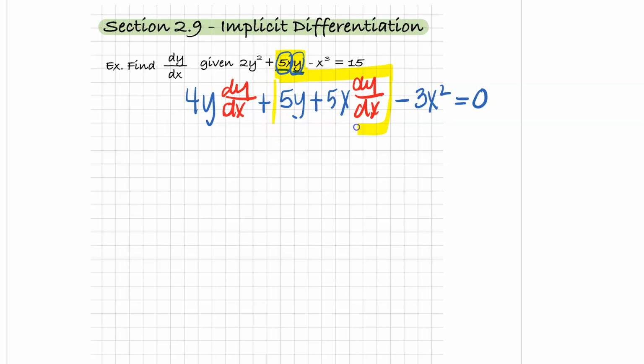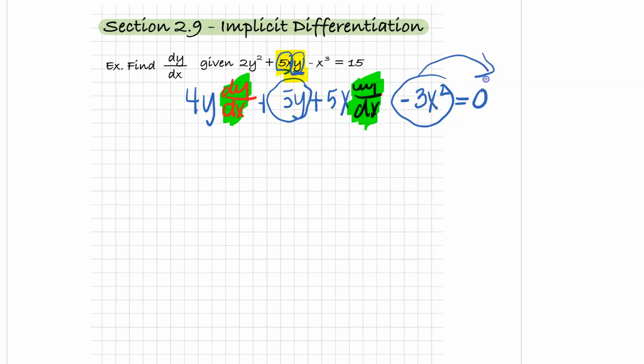Now that you have your raw derivative here, now you're going to isolate all the terms that have a dy/dx. And so you can see here's a dy/dx, here's a dy/dx. So I'm going to leave those there, and I'm going to move this piece and this piece to the other side. So that's guideline number 2. Collect all terms with dy/dx on one side and move everything else to the other side. So I'm going to minus the 5y to move it over. And I'm going to add the 3x squared to move it over.